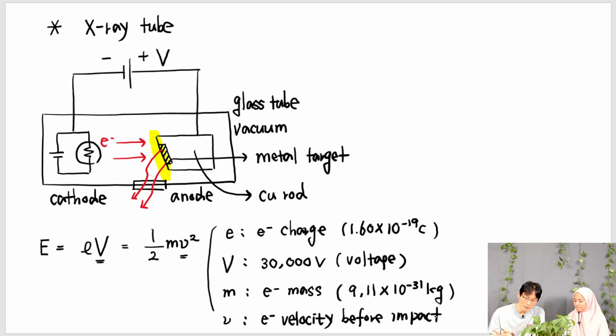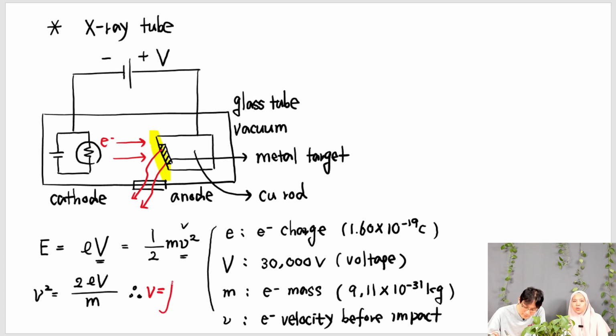So I really want to know the velocity here. Interchanging, v squared equals 2eV over m. So that's why v equals the square root of 2eV over m. Yes, this is our final equation today. Very simple. And then we can put all these variables into this equation.